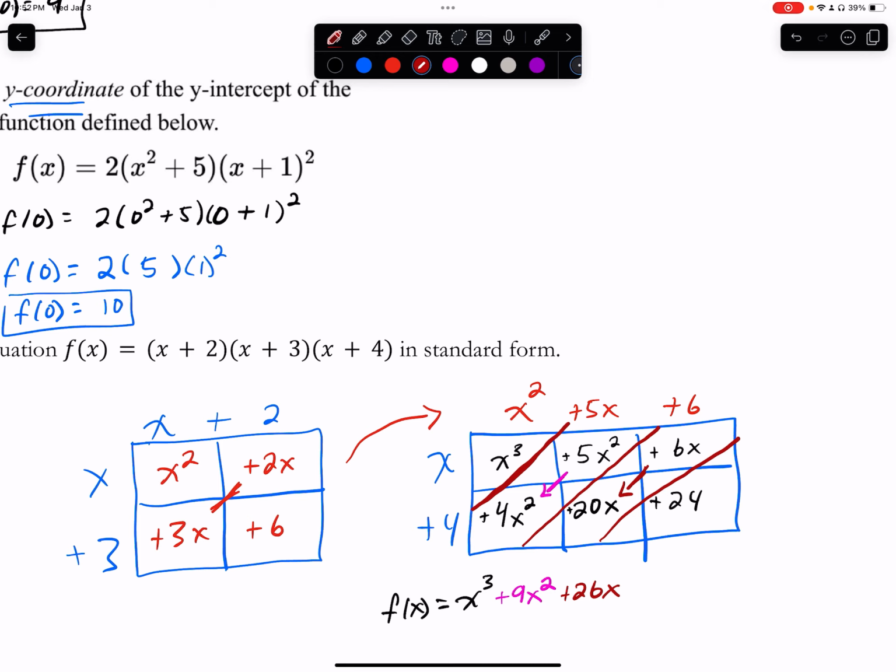And then my last and final number at the end, which is the constant, which is all by himself, will be 24. So there you go. Now you have your equation written in standard form.